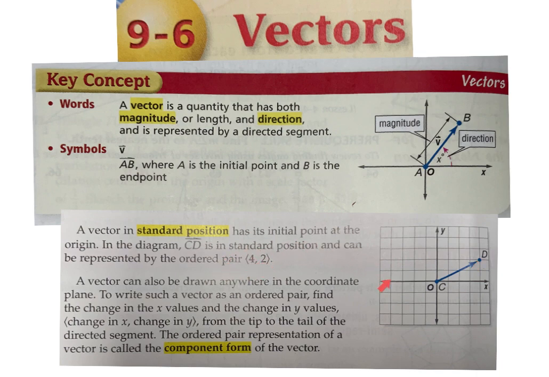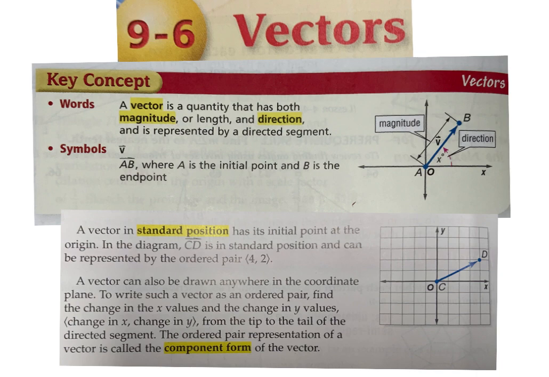Think of it like a translation. If I were to translate the origin over to D, that's how I would move it, right 4 and up 2. A vector can be drawn anywhere in the coordinate plane. To write such a vector as an ordered pair, find the change in the x values and the change in the y values, from the tail to the tip of the directed segment. The ordered pair representation of the vector is called the component form of a vector.